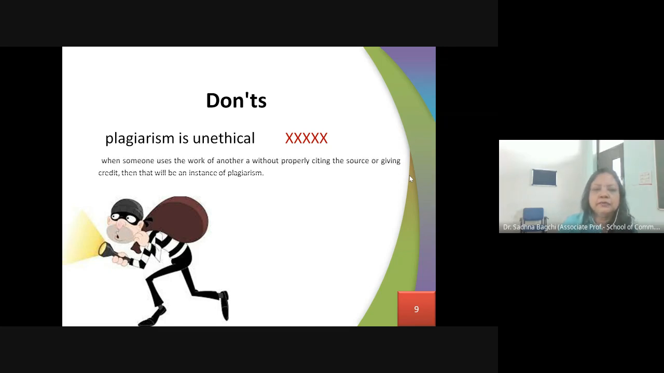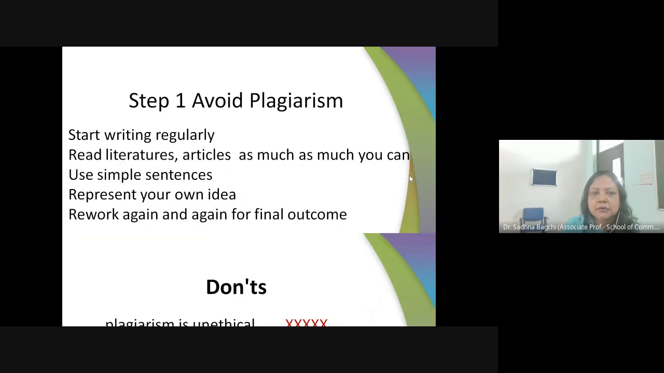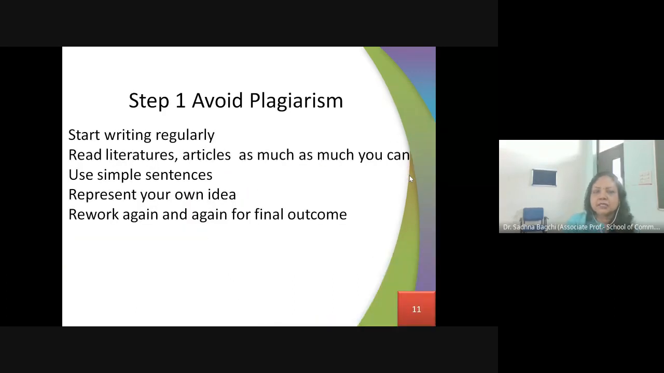Plagiarism is when someone uses the work of another without properly citing the source or giving credit. That is an incidence of plagiarism. To avoid plagiarism, the first thing is to make sure your paper is not plagiarized, with a similarity index of not more than 10%.